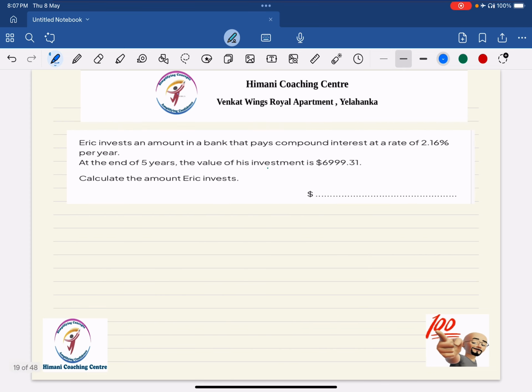Now let us move to the next question. Here we are given that Eric invests an amount in a bank that pays compound interest at the rate of 2.16% per year. At the end of 5 years, the value of the investment is 6,999.31. What is given to us is the amount, the rate, and the time, and what is being asked is the amount Eric invests, which is P.